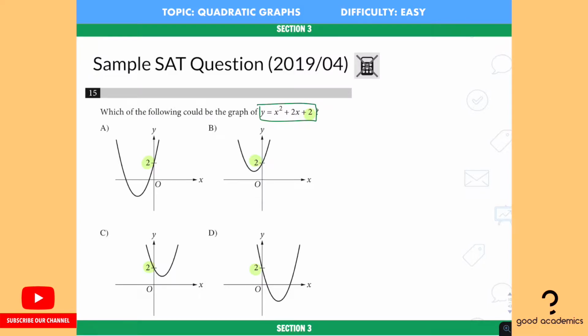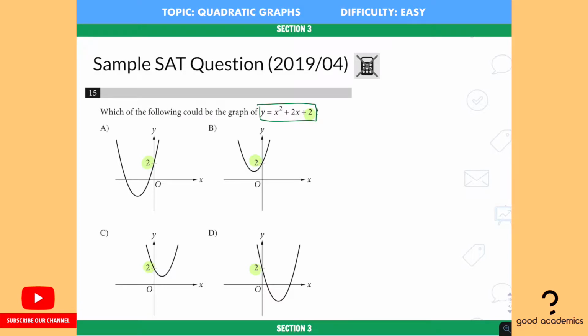So you can't really use the y-intercept as a little identifier to spot out the dummy choices. So we have to think about, what can we do to find out our choices?